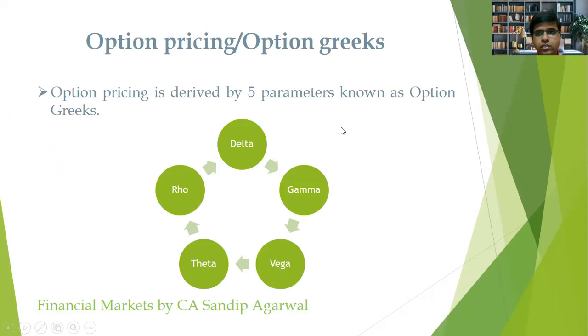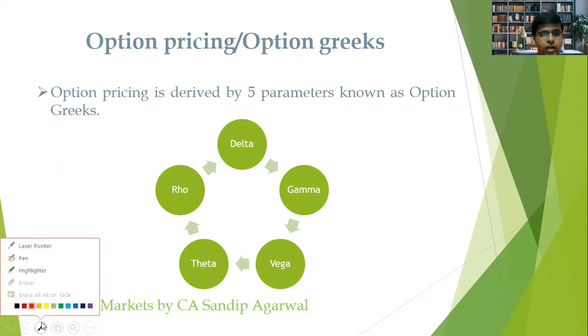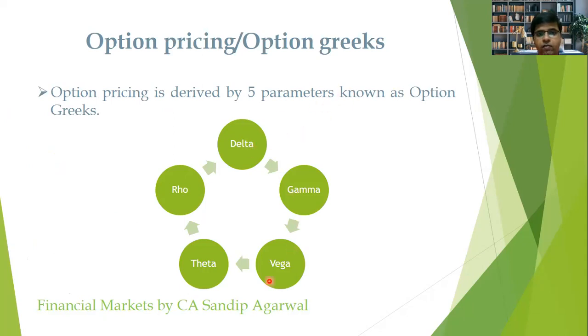So this slide I have repeated from my previous video under options intermediate part 2, where I have explained how the pricing of an option is derived with the help of the option Greeks. As I explained in my last video, there are 5 option Greeks: delta, gamma, vega, theta, and rho, which we have explained in detail in the previous video. The link of all those videos you will get in the description box of this video.